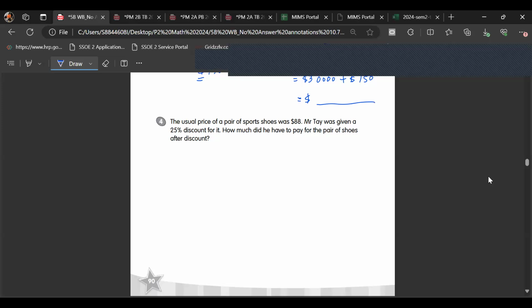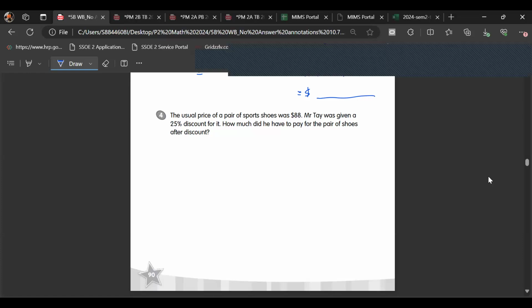But then we can still ask ourselves the same 5 questions. Is it asking for GST, discount, interest, original price, or final price? These are the same 5 things that you'll be asking yourself throughout the whole time. What is given? The percentage given, the answer, what is it?